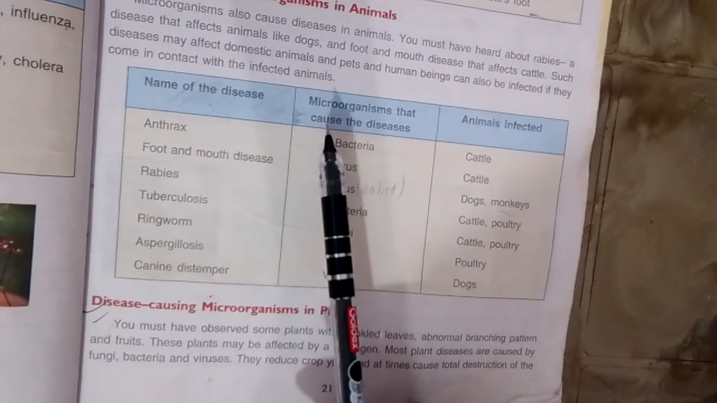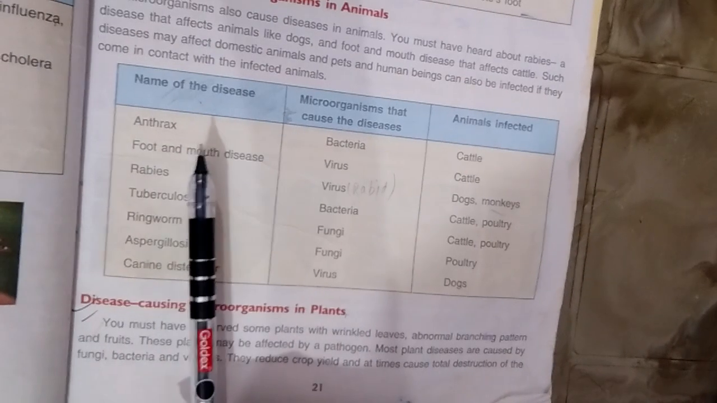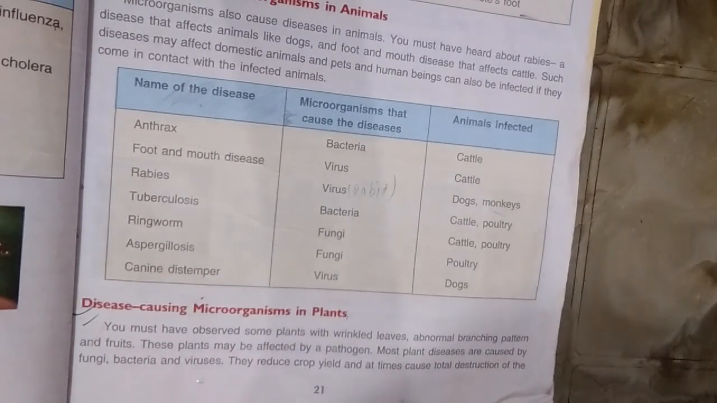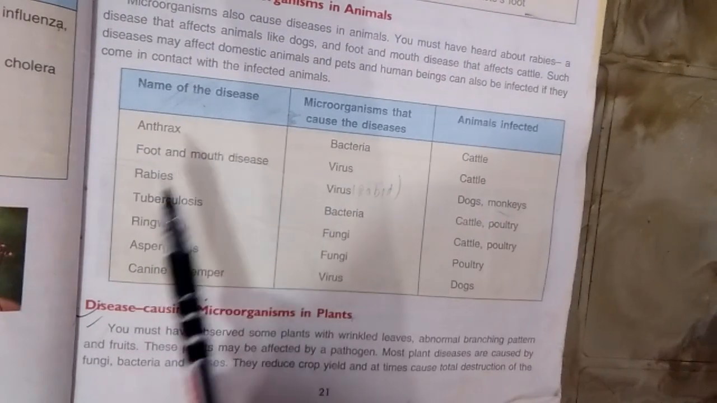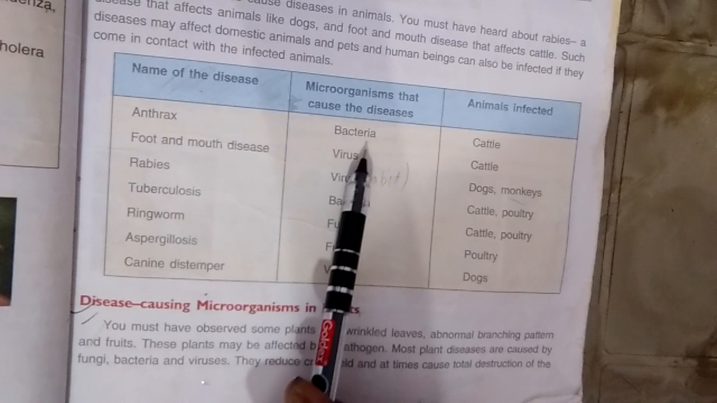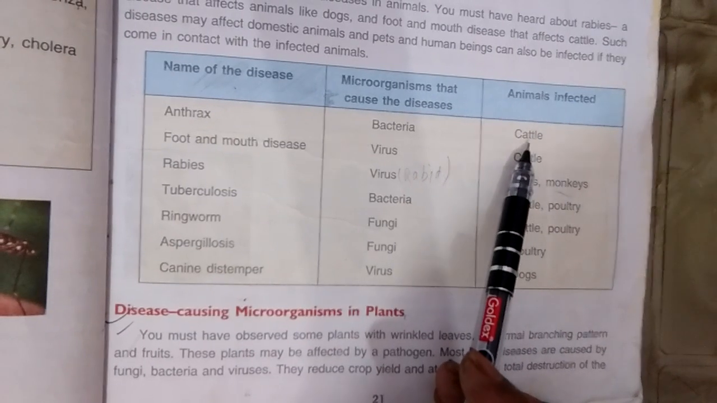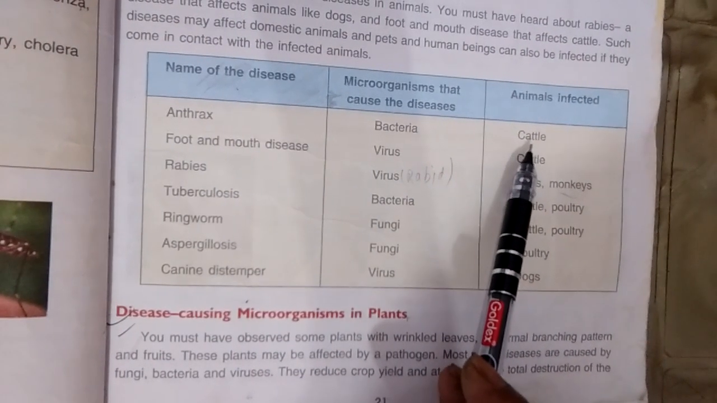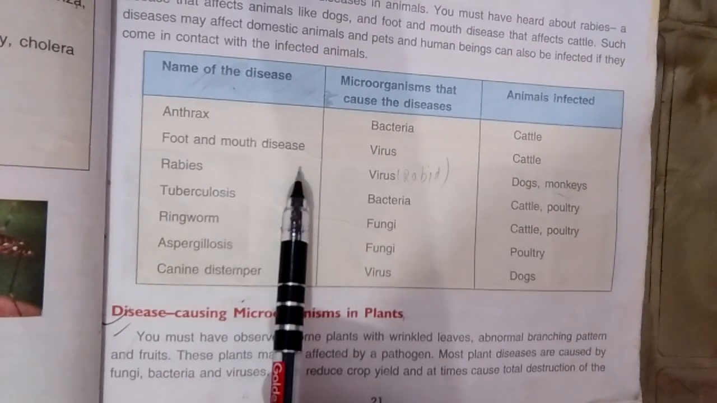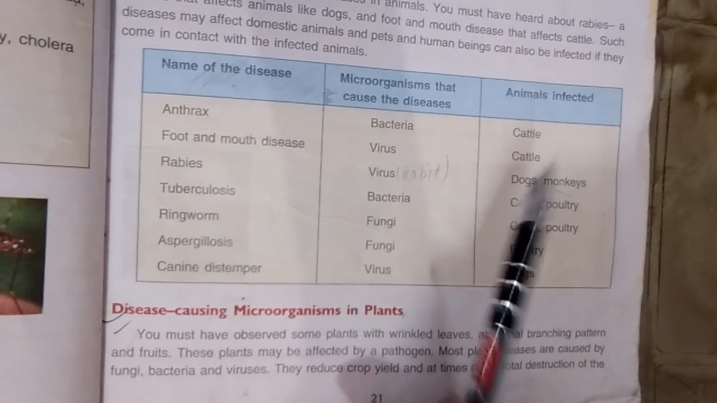So let us read the table in which the names of the diseases caused by microorganisms and the animals which get infected are given. Now see the disease called anthrax. This anthrax disease is caused by bacteria, and it occurs in cattle. Cattle means cow, buffalo, goats, etc. Generally cow and buffalo. Now foot and mouth disease is caused by a virus, and the animals which get infected are the cattle.